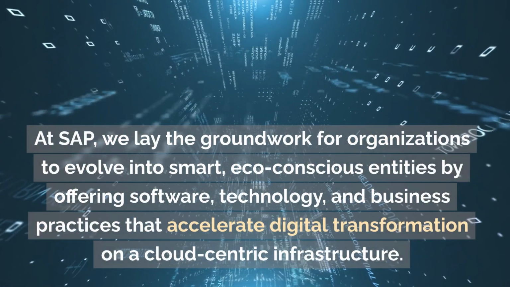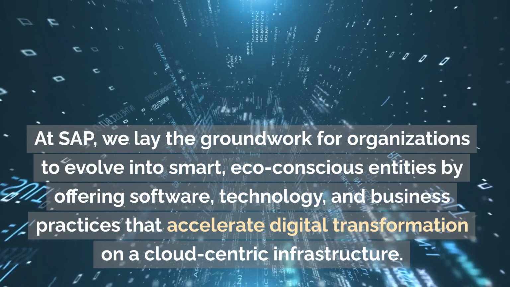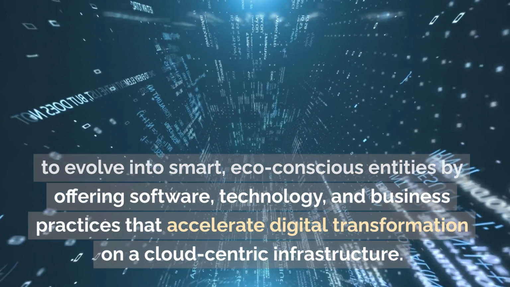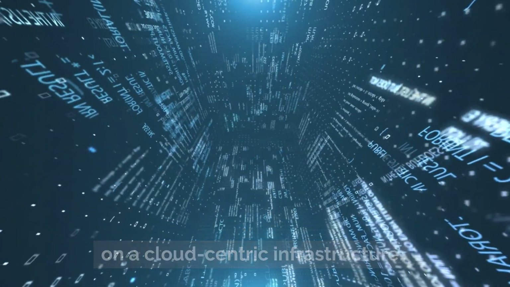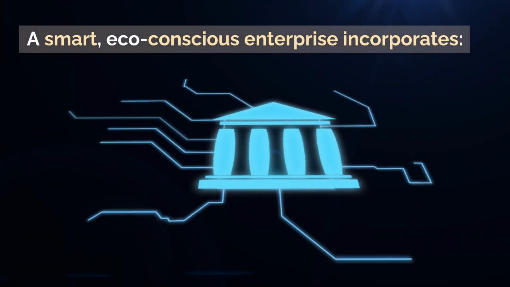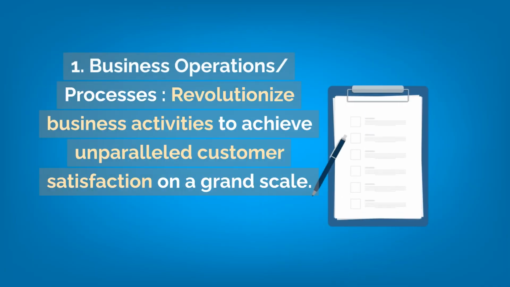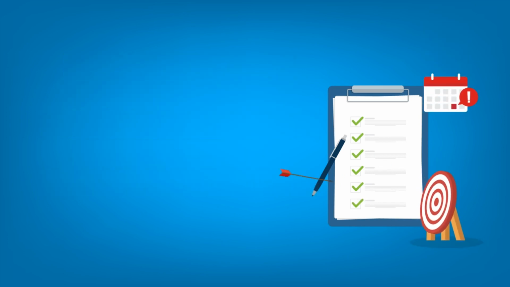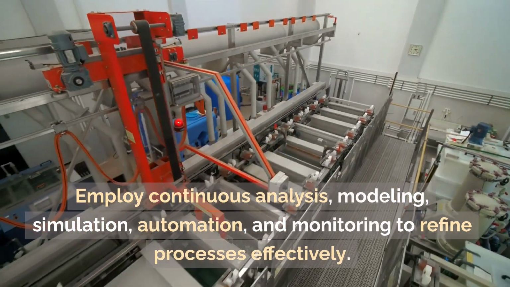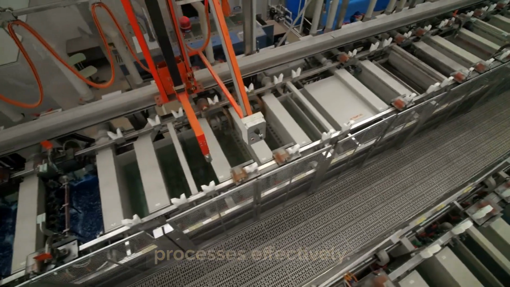At SAP, we lay the groundwork for organizations to evolve into smart, eco-conscious entities by offering software, technology, and business practices that accelerate digital transformation on a cloud-centric infrastructure. A smart, eco-conscious enterprise incorporates: 1. Business operations, processes. Revolutionize business activities to achieve unparalleled customer satisfaction on a grand scale. Employ continuous analysis, modeling, simulation, automation, and monitoring to refine processes effectively.